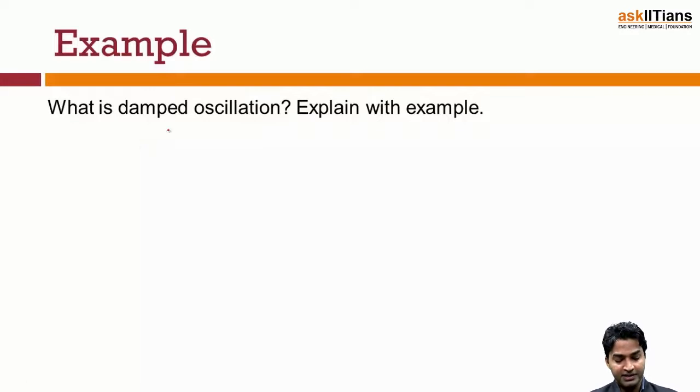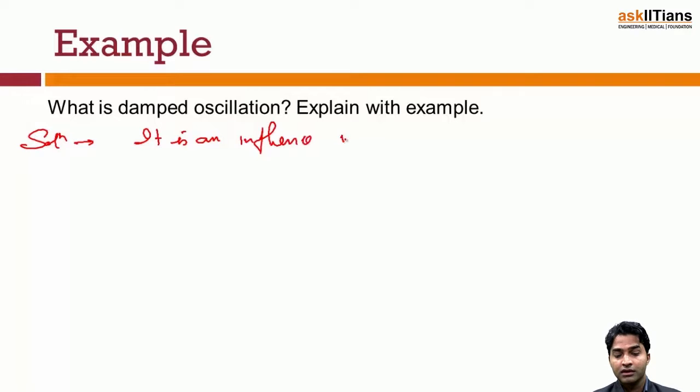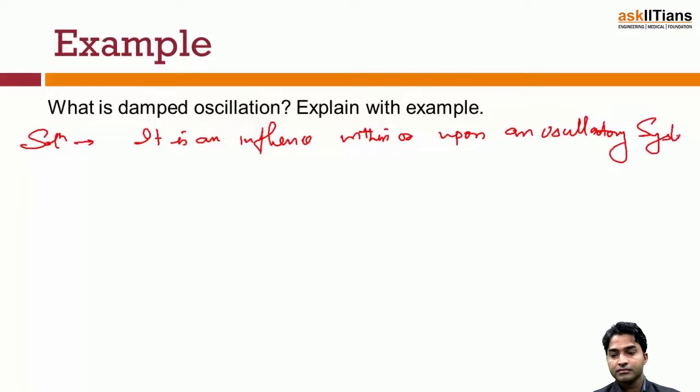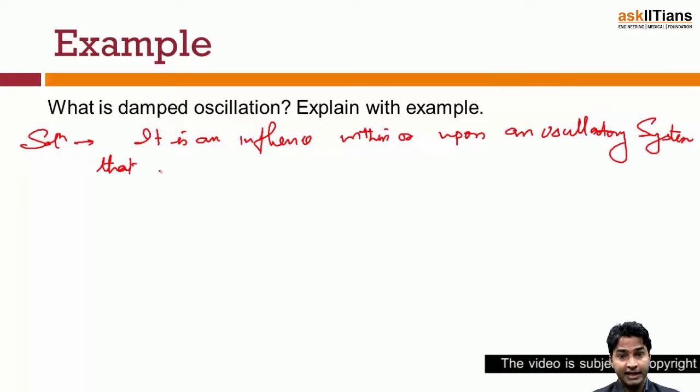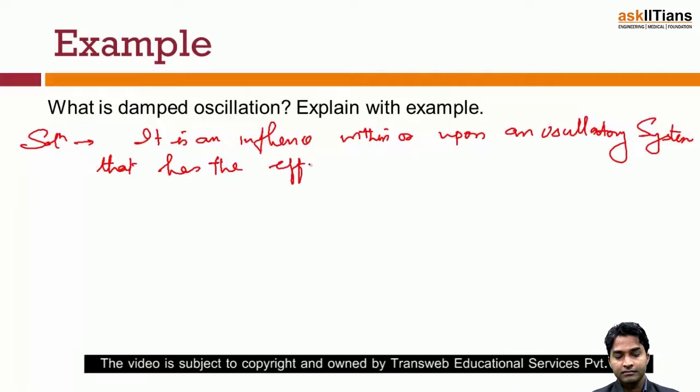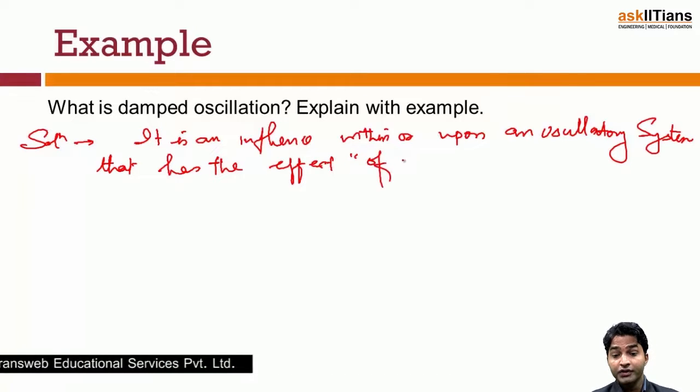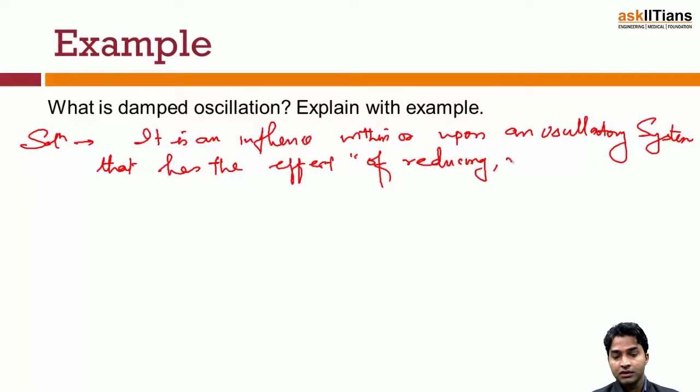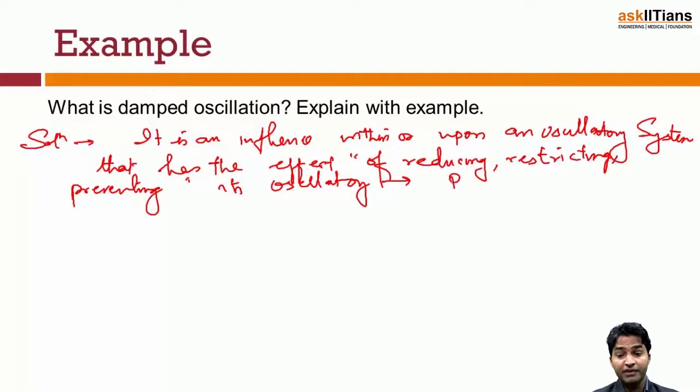So the question is, what do we mean by damped oscillation? Damped oscillation is an influence within or upon an oscillating system that has the effect of reducing, restricting, or preventing its oscillation. So actually we are talking about restoring phenomena.